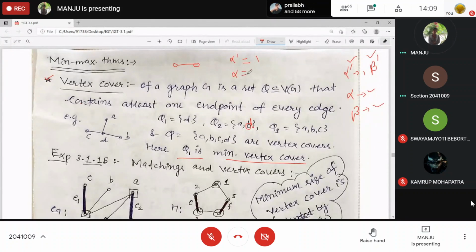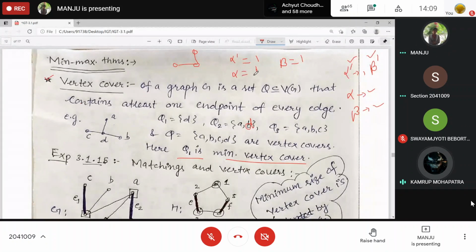Alpha, how many independent vertices? Maximum 1, right? Beta, how many vertices can cover all the edges? How many minimum number of vertices can cover all the edges? 1. So beta is 1. Everything is 1. If I take this one, P3, then alpha dash will be 2. Maximum matching, just 1.